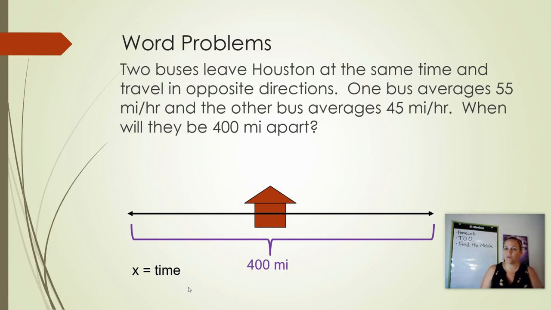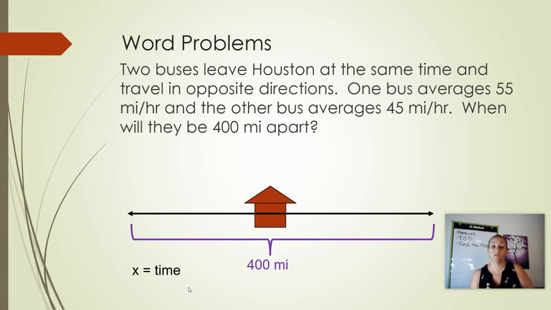I like to use x for everything just because I'm used to working with the letter x. And also, we probably don't want to use the letter t because sometimes that looks like a plus sign and it's confusing. So since I'm trying to figure out how long it will take for them to reach 400 miles apart, my x is time.